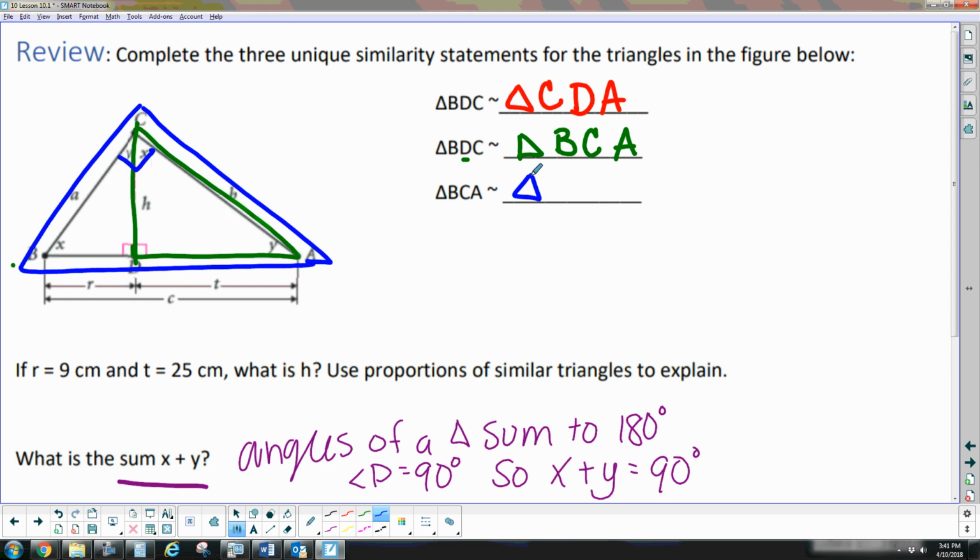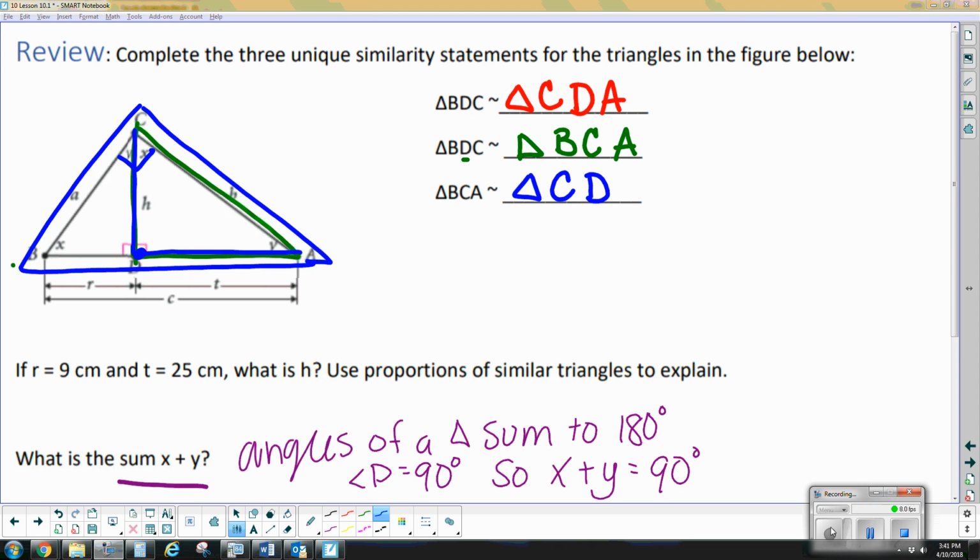So angle B, which is x degrees, correlates with angle C, which is x degrees. Angle C, which is 90 degrees, correlates to angle D, right here, which is 90 degrees. So C, D, and angle A, which is y degrees, correlates with angle A, which is y degrees.